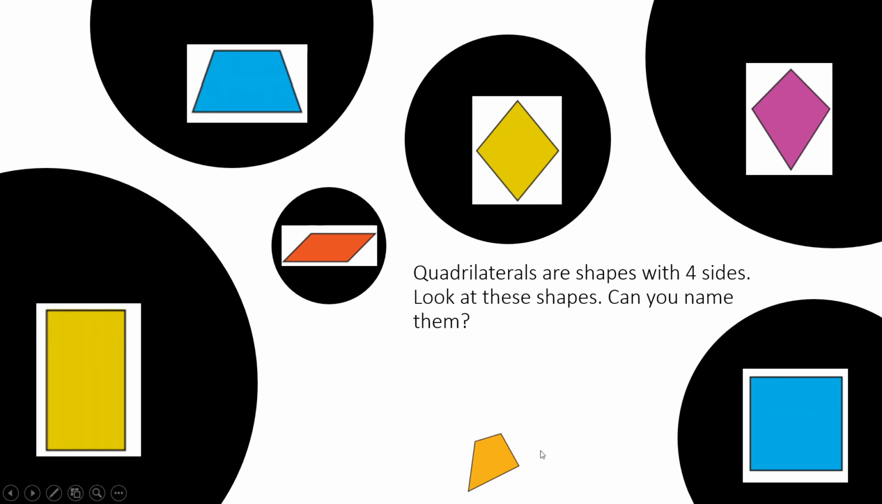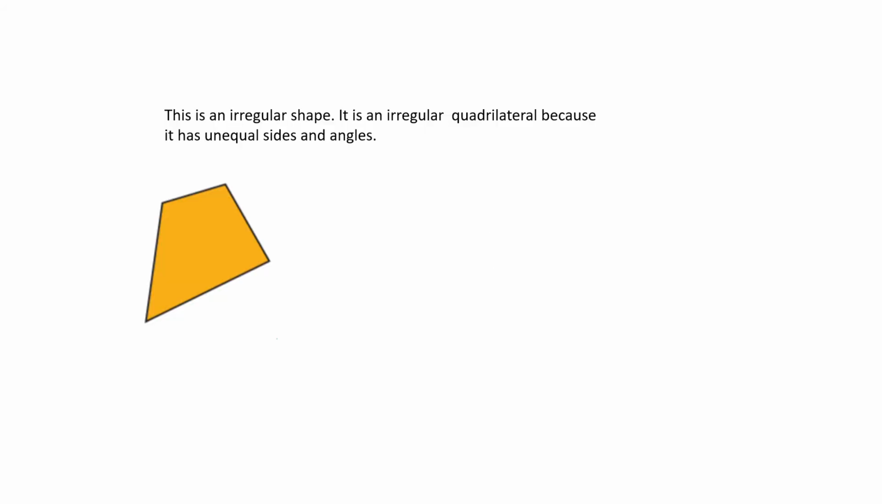What's different about this shape? Have a look at it, pause the video, and have a think. Did you manage to explain it? This shape is a quadrilateral. It has 4 sides, but it is an irregular shape. And it is irregular because it has unequal sides and angles.